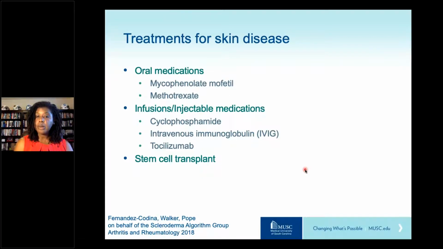Intravenous immunoglobulin, also known as IVIG, can be another option. These are the antibodies that are collected after patients give blood, and they're pooled together and infused in patients that have scleroderma. Tocilizumab is one of the newest medications that's recently been FDA approved to help with lung disease, which we'll talk about a little bit later, but it can also be helpful in some instances in skin disease. And it's also been shown that patients that undergo stem cell transplantation have an improvement in their skin disease.